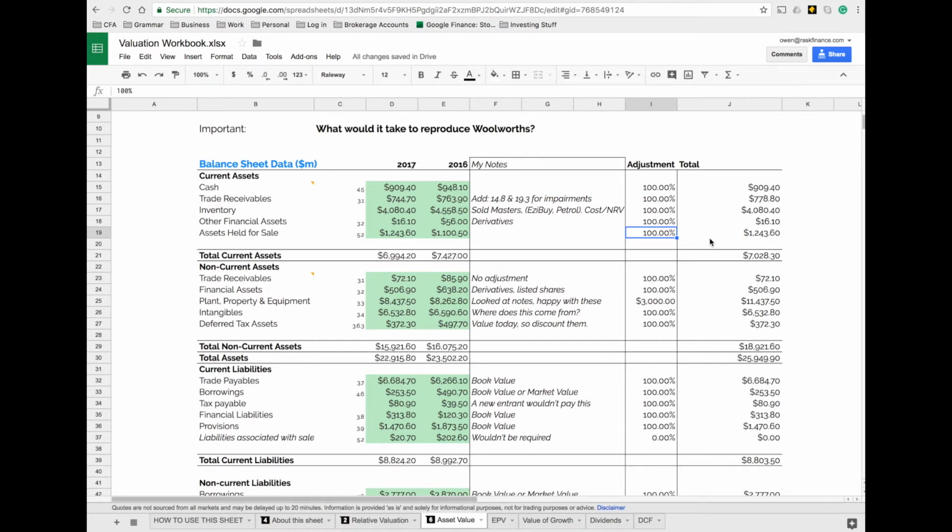I have no special insight that says that EasyBuy or Woolworths' petrol business is worth more or less. If I thought it was worth more, I would have to add something to this column. So if I thought that those businesses were worth more, I would have to add there, and you'd see it would go up. If I thought it was worth less than what Woolworths is saying, then obviously I put 80%, it would go down. But we're keeping it at 100 just to keep it simple.